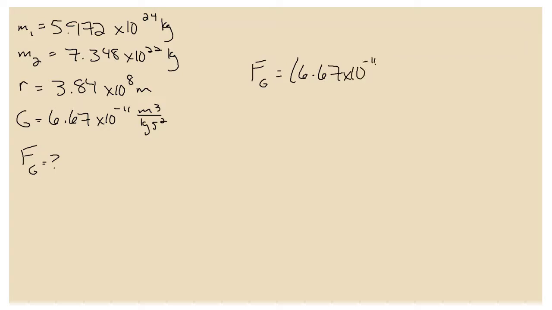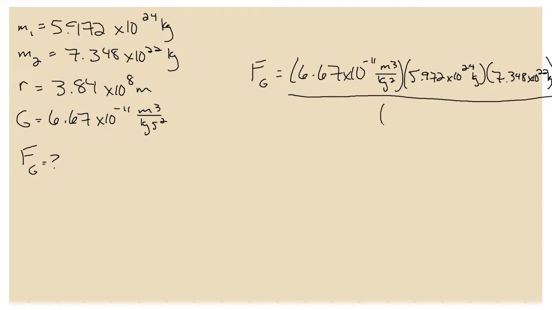We plug in our number, 6.67 times 10 to the negative 11 meters cubed per kilogram second squared. M1, 5.972 times 10 to the 24 kilograms times M2, 7.348 times 10 to the 22 kilograms. And we divide all of that by 3.84 times 10 to the 8 meters. And then we square that whole thing.